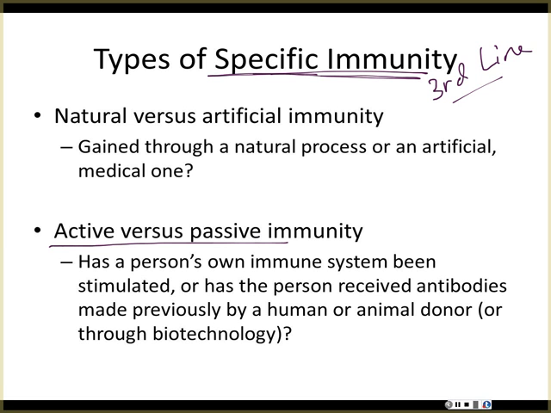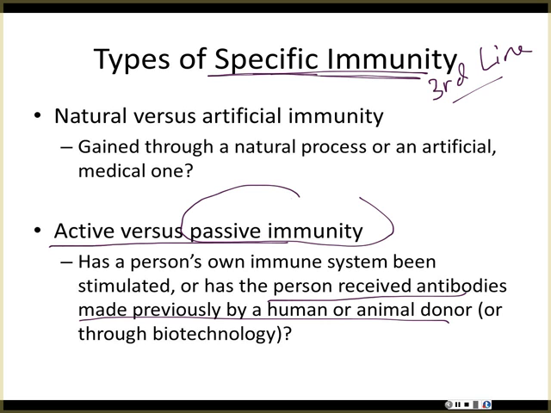Active immunity means the patient's own immune system has been stimulated. It's the patient's own B cells and T cells that are stimulated. You're making your own antibodies. Passive immunity, on the other hand, is where a person receives pre-made antibodies.